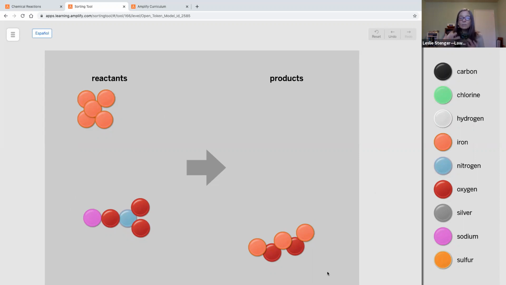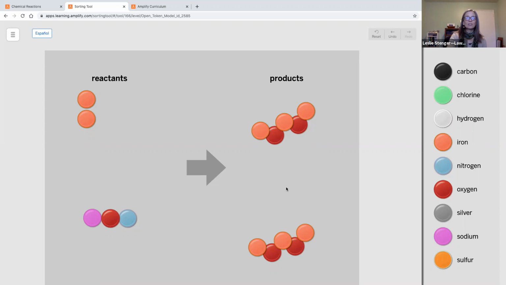And so I want to use my model to test each of those claims. So can I make the rust with just the iron pipe atoms? And I can't, because I'm missing oxygen. And can I make the rust with just the fertilizer, the atoms in the fertilizer? I can't, because I'm missing the iron. But if I take the iron from the iron pipes and the oxygen from the fertilizer, then I can make the rust. And so using this model, I can apply the things I figured out to show and have evidence for the claim that the iron pipes and the fertilizer changed into rust.